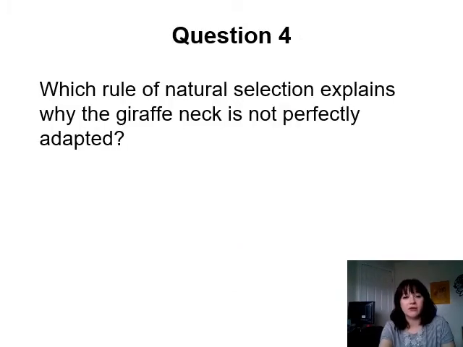All right, so which rule of natural selection explains why the giraffe neck is not perfectly adapted? Why does the giraffe neck only have 7 vertebrae when it in fact would be much better if it had, say, 50? Right? Think about those 3 conditions. Which one explains why this is not the case?